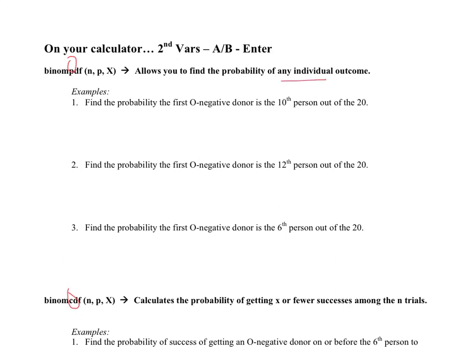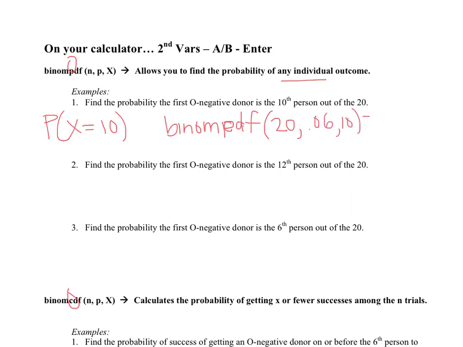So first example, find the probability the first O-negative donor is the 10th person out of 20. So I'm looking for X to be 10. In my calculator, I'm going to set this up as binomial PDF. I have 20 people at my blood drive. The probability they'll have O-negative is 0.06, and I want the 10th person. When I plug that into my calculator, I see an E at the end, so I just need to move my decimal over. My final answer here is 706017. So a very small chance that my O-negative donor is the 10th person.